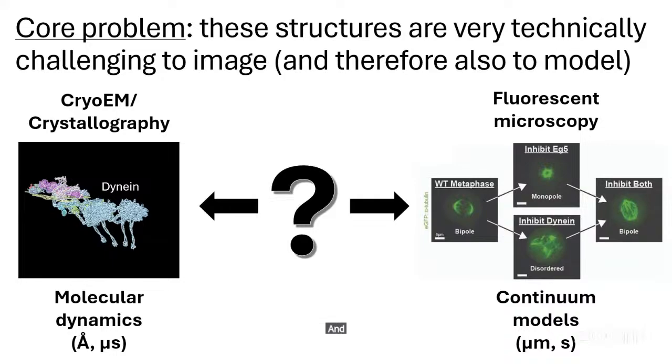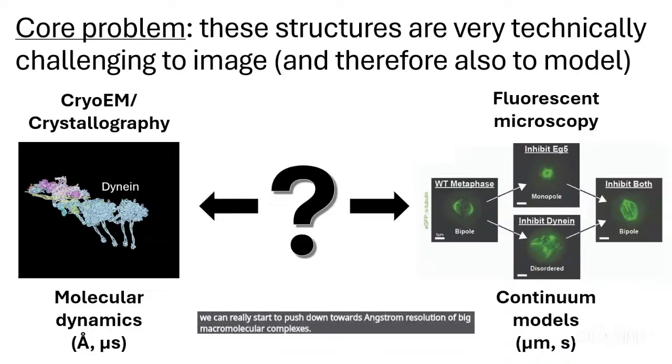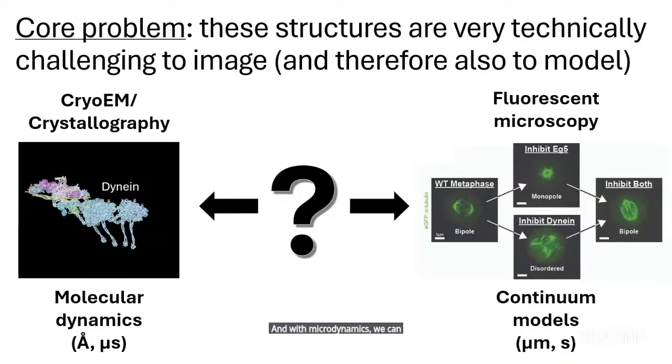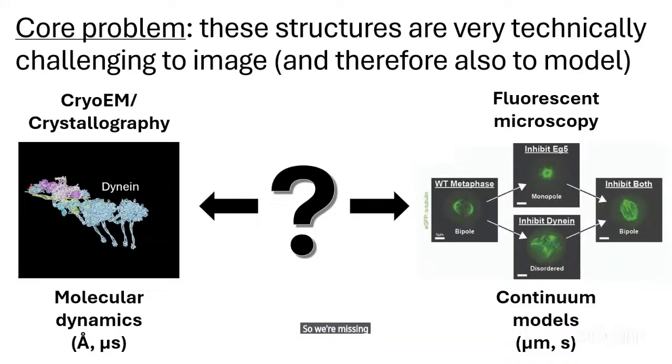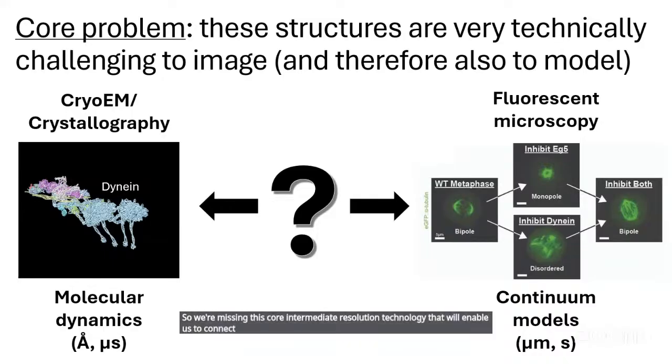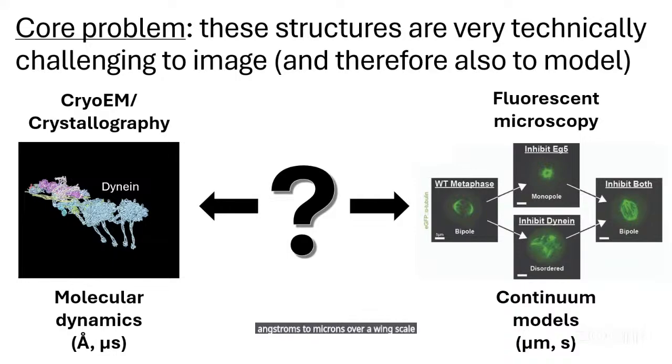And using advances in cryo-electron microscopy that we've heard about earlier today, we can really start to push down towards angstrom resolution of big macromolecular complexes. And with molecular dynamics, we can simulate their motion on the order of microseconds, but this requires reconstituting the systems outside of the cellular environment. So we don't learn very much about how these components are actually interacting inside of cells. So we're missing this core intermediate resolution technology that will enable us to connect angstroms to microns, over a length scale of 4 orders of magnitude of difference.